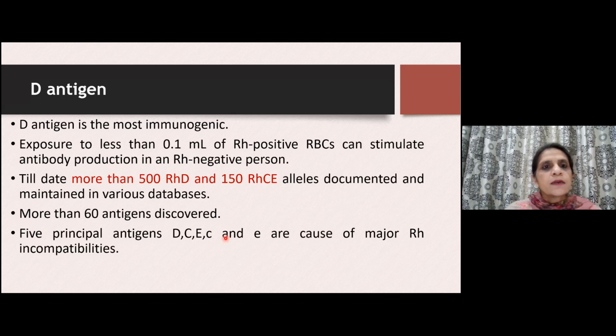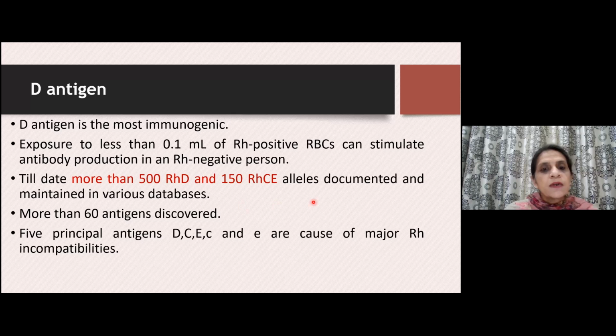Now coming to the various antigens of this blood group system, the most common line that we read is that the D antigen is most immunogenic, and exposure to less than 0.1 ml of Rh positive RBCs can stimulate antibody production in an Rh negative person. So till date, more than 500 D alleles and more than 150 RHCE alleles have been documented, and they are maintained in various databases, and more than 60 antigens have already been discovered.